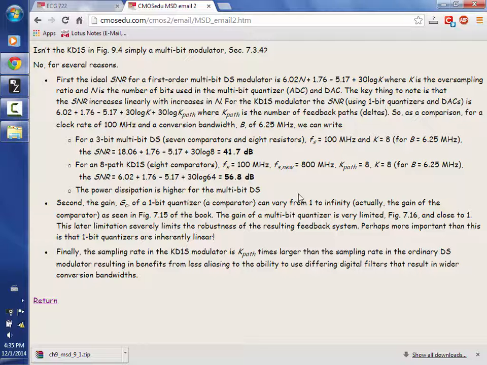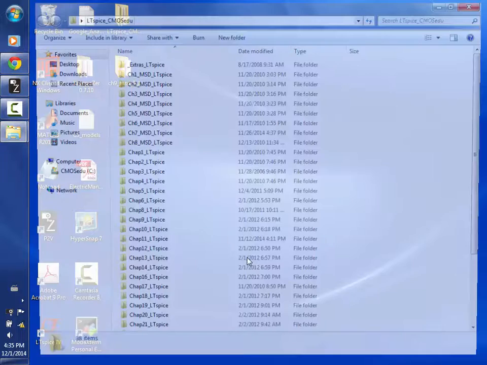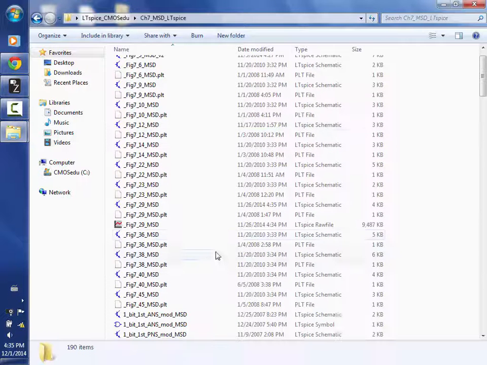Because when you add them together, the output of the multi-bit is... here, let's look at a multi-bit to answer that question. What is the multi-bit output? It is 7.45.